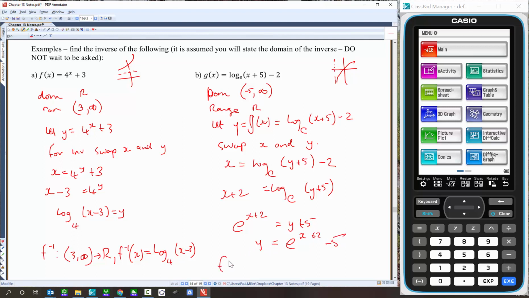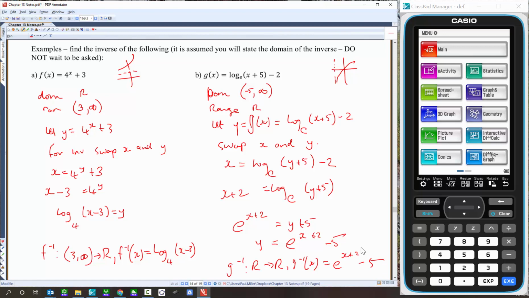Right, let's write that in full function notation. It's not f, it's g. G negative 1 is a function such that it has a domain, which will be the range of the original, which we know exponential functions have a domain of all real numbers unless it's been restricted. So we didn't need the brackets for that either. Real to real, g negative 1 of x equals e to the (x plus 2), take 5.